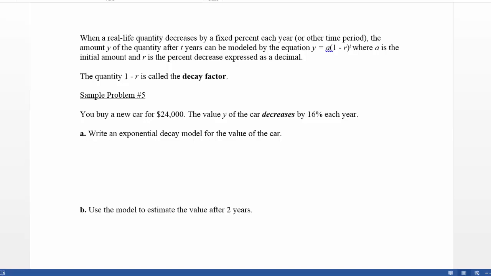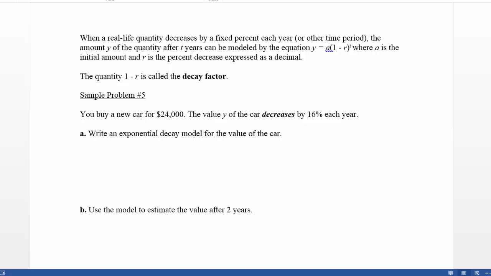Okay, so now we're going to take a look at another word problem. This time you'll notice that we're working with a decreasing percentage, and we will use what's called a decay factor in this case. And so you can see the equality 1 minus r is the decay factor.